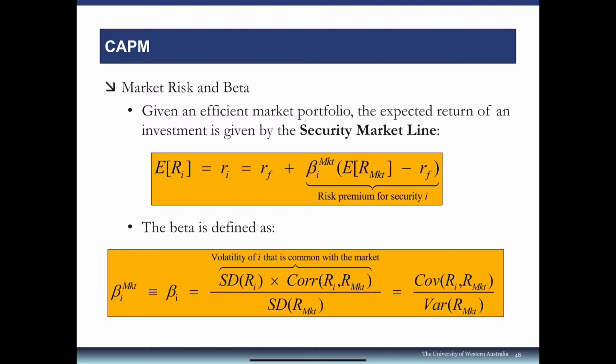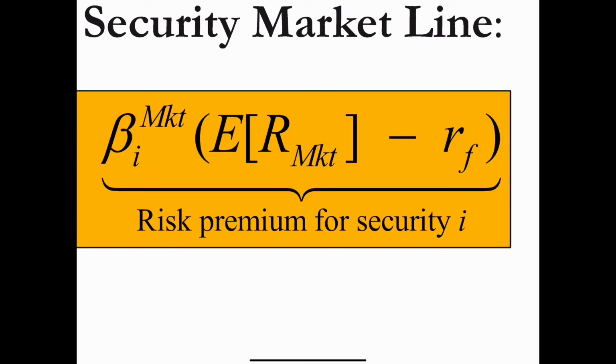That whole term here is the risk premium for security I: beta of I with the market times the expected return of the market minus RF. That whole term is the risk premium for security I.